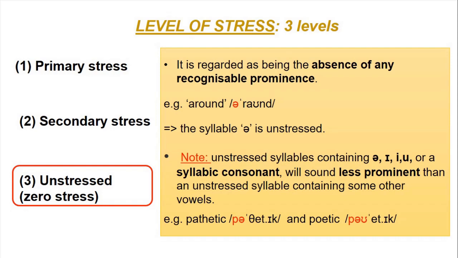And here we have an important note. An unstressed syllable containing I, U, or a syllabic consonant will sound less prominent than an unstressed syllable containing some other vowels. We have two examples here, "pathetic" and "poetic." The first syllable of "poetic" is more prominent than the first syllable of "pathetic."